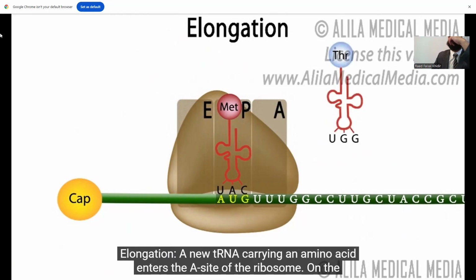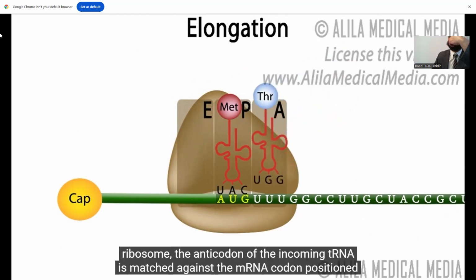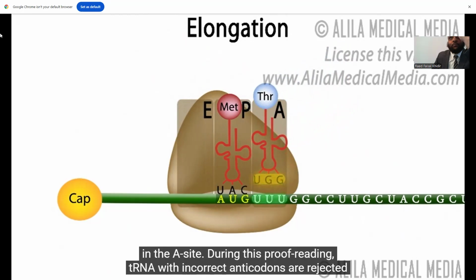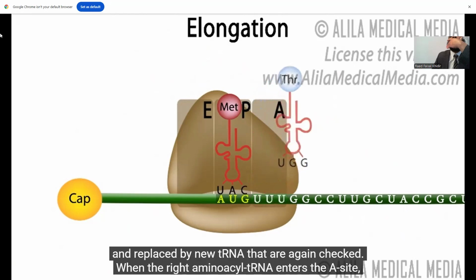Elongation. A new tRNA carrying an amino acid enters the A site of the ribosome. On the ribosome, the anticodon of the incoming tRNA is matched against the mRNA codon positioned in the A site. During this proofreading, tRNAs with incorrect anticodons are rejected and replaced by new tRNAs that are again checked.